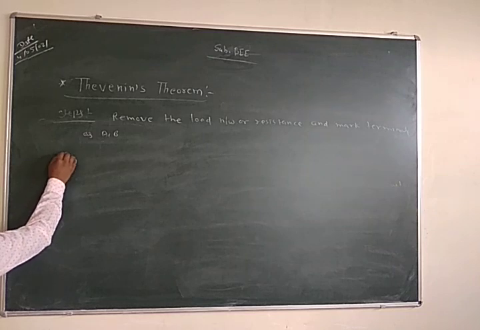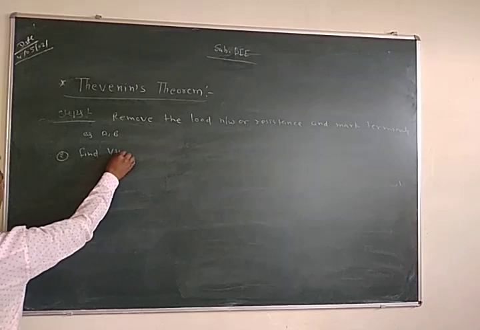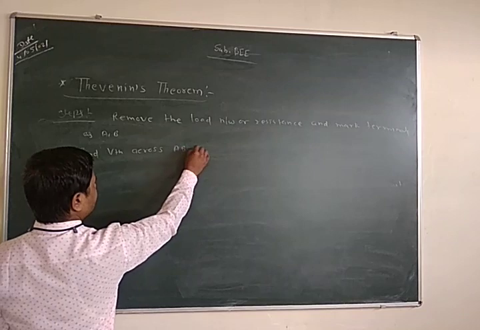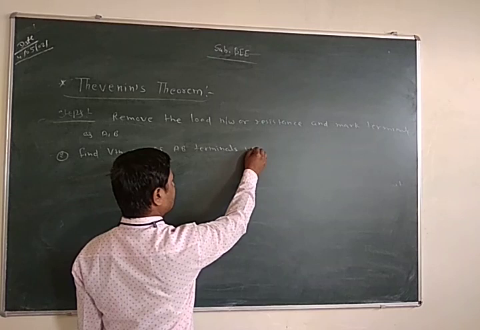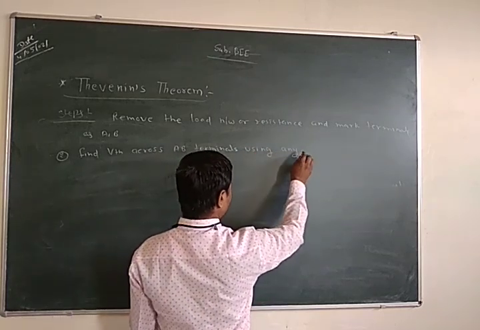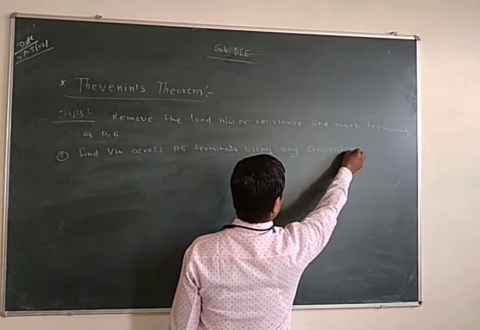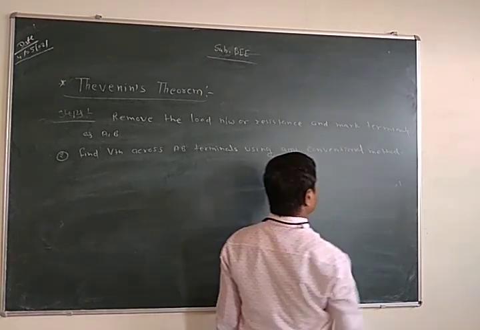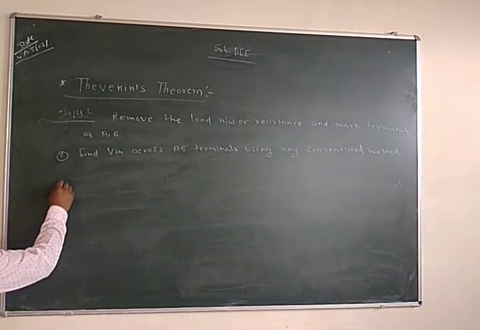Second is find VTH across AB terminals using any conventional method. Any conventional method means we can use mesh analysis, node analysis, etc.